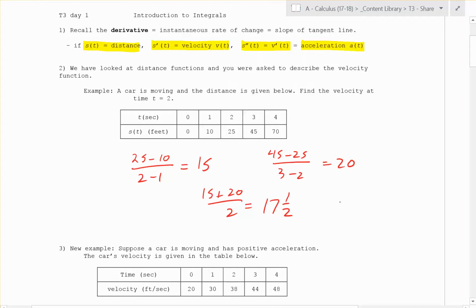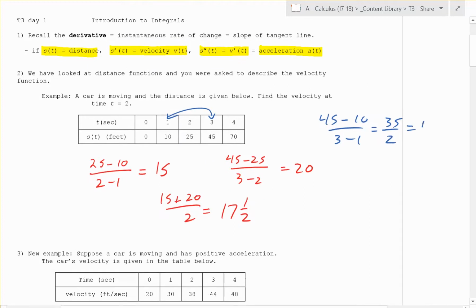Another way to come up with an estimate would be to go from 1 directly to 3. That would be 45 minus 10 over 3 minus 1, which is 35 over 2, and that's actually the same thing. It's not always going to be the same, but there are two ways, and in this case our best guess is the average we did first, the average of 15 and 20, to get 17.5.